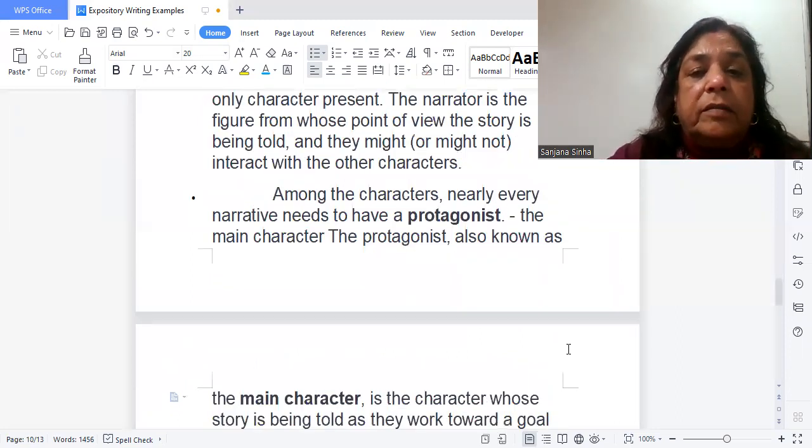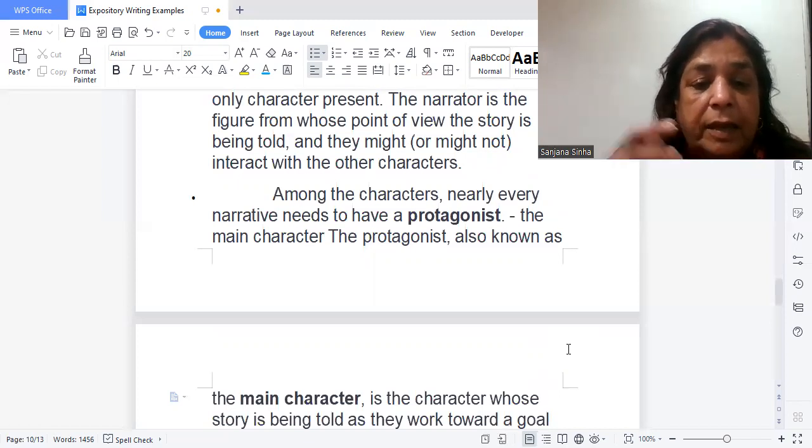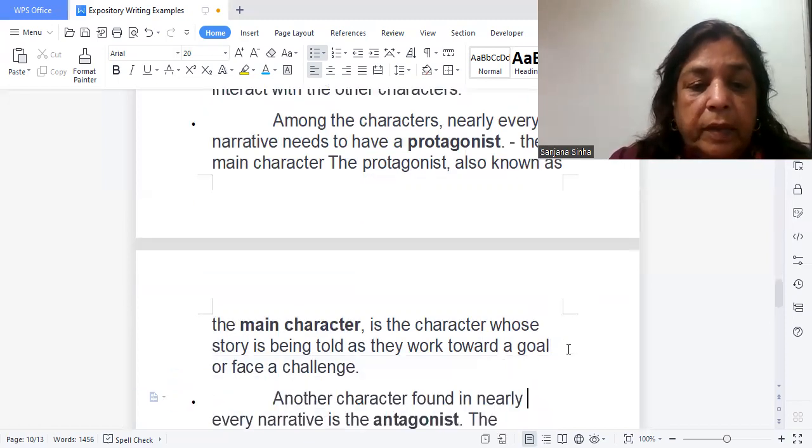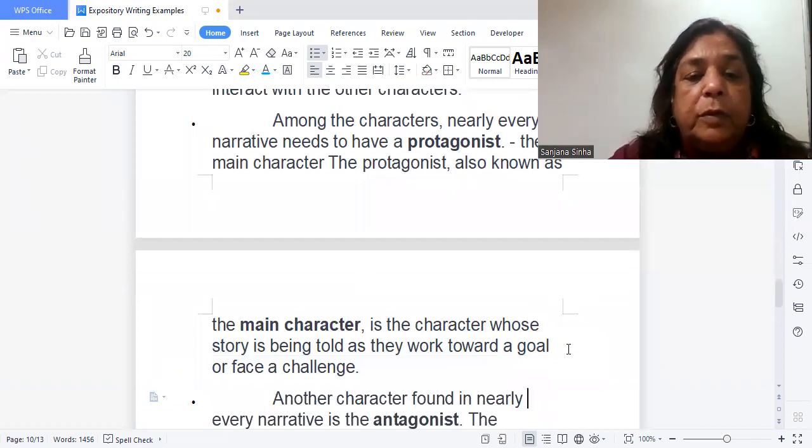Among the characters, nearly every narrative needs to have a protagonist. What is it? He is the main character. The protagonist, also known as the main character, is the character whose story is being told as they work towards a goal or face a challenge.